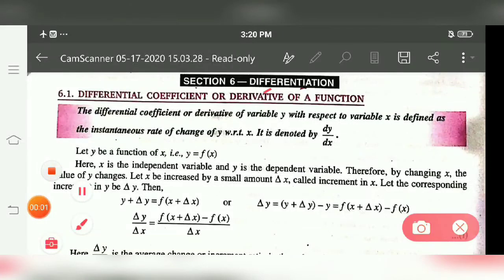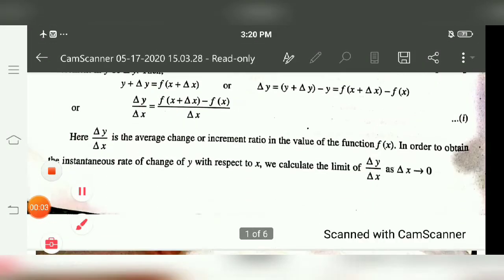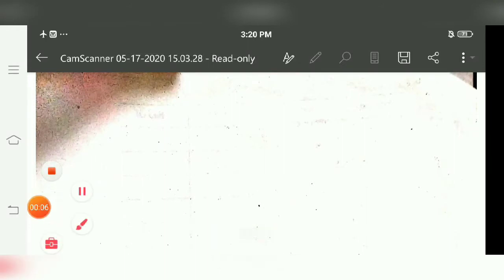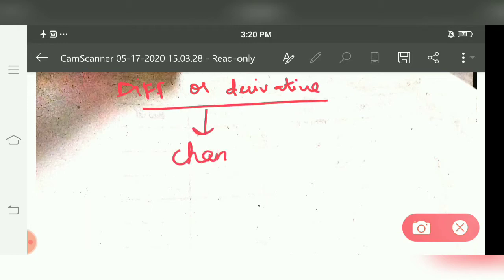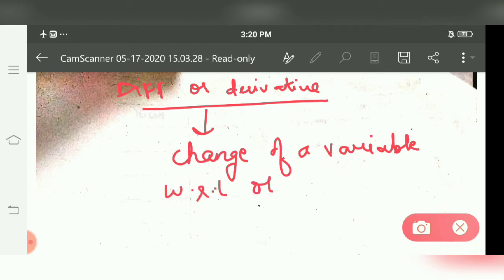Next topic that we have to do is differentiation. Now first of all, what does differentiation mean? Differentiation, or derivative, actually represents the change of a variable with respect to another variable. Most of the time this is the dependent variable and this is the independent variable.